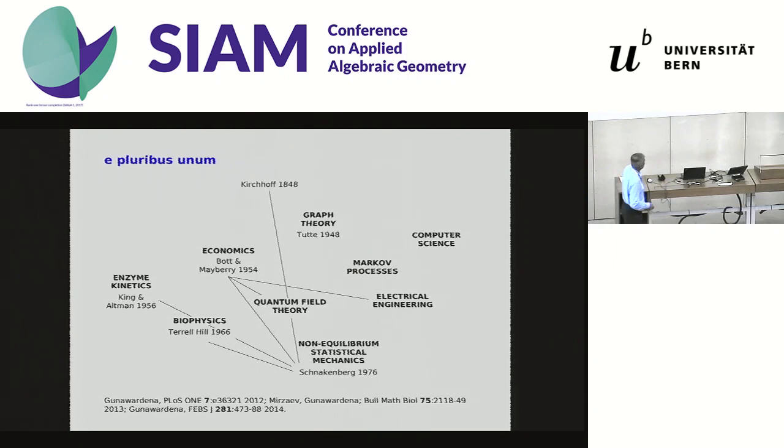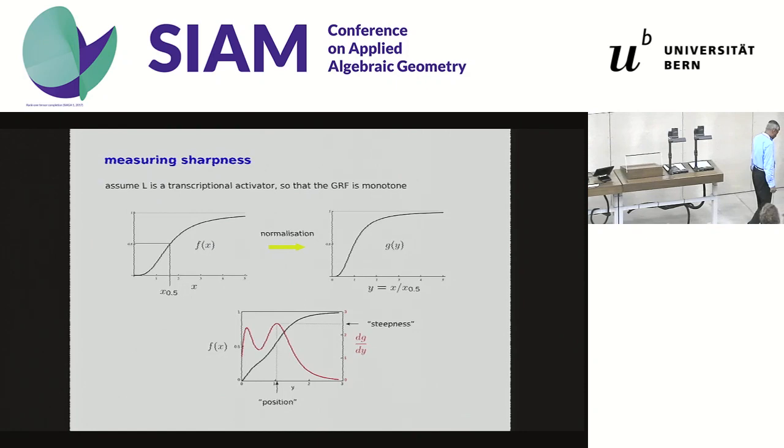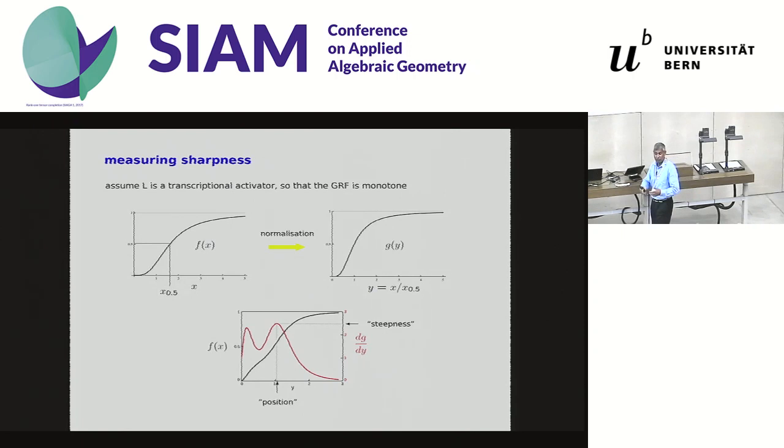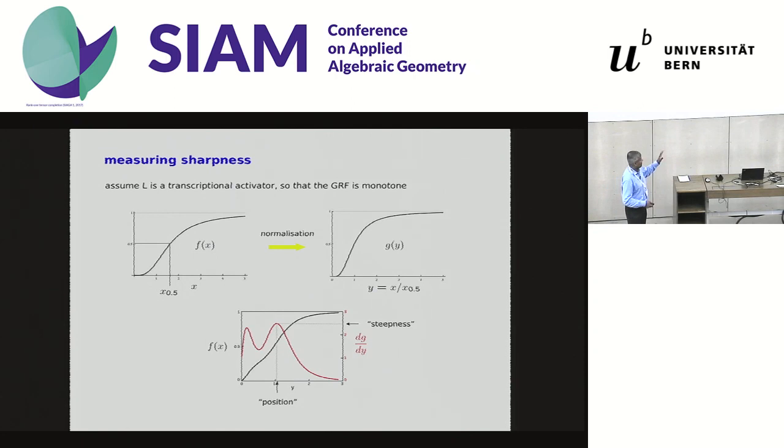Okay, so back to gene regulation functions. We have this input-output relationship, and this machinery that allows us to calculate it as a rational function. Now what we want to do is go back and ask about sharpness. What we're not going to do is use Hill coefficients, which I loathe because it's a form of fitting. We should use some measure of sharpness that is intrinsic to the function itself.